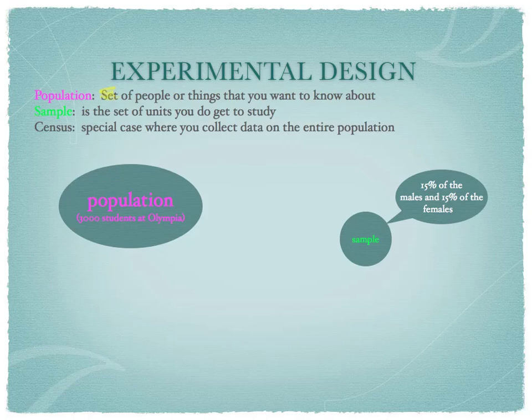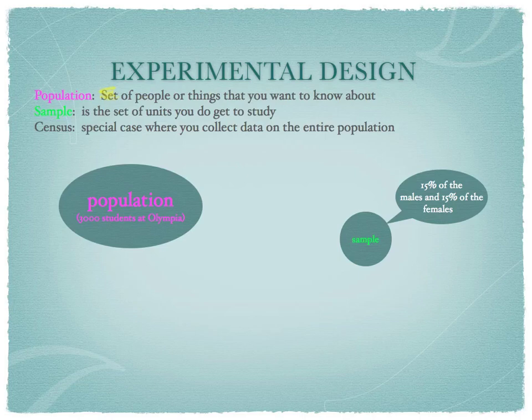Welcome to part 1 of the review for experimental design. First, we're going to review population and sample. Remember that the population is a set of people or things that you want to know about. The sample is a set of units you do get to study, and a census is a special case where you collect data on the entire population.